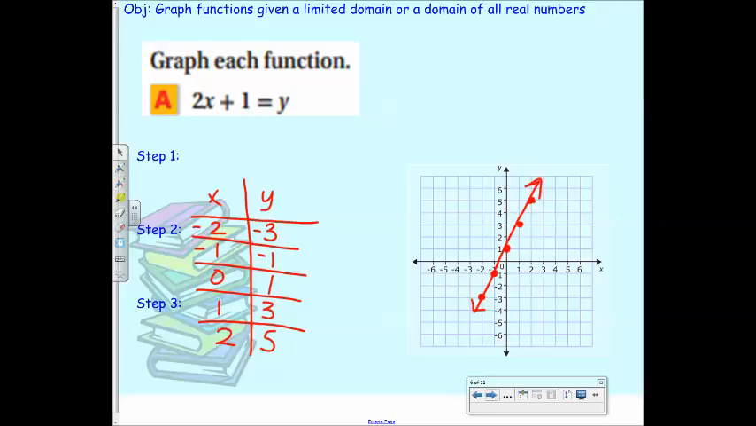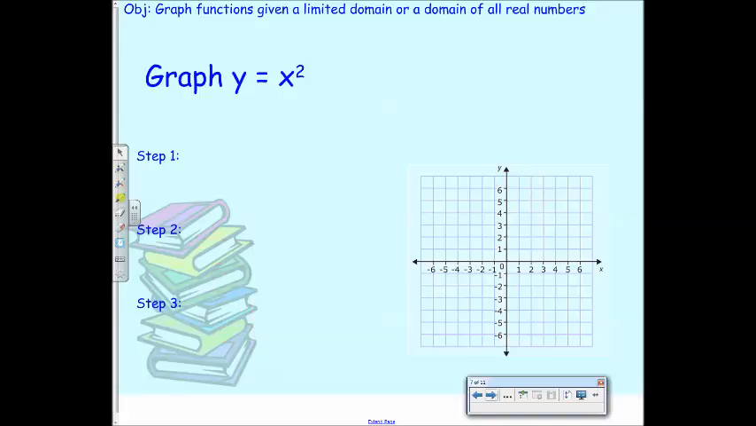All right, how would you do this one? Same exact thing, right? Same exact thing. Do I need to do step 1? No, because y is already by itself. So step 2, I want to pick values. I'm going to do the same ones I always do.